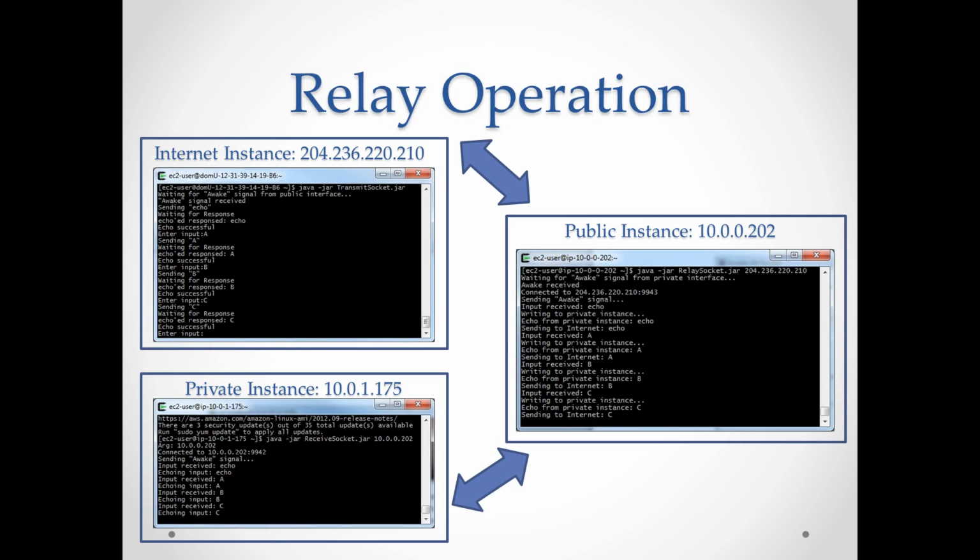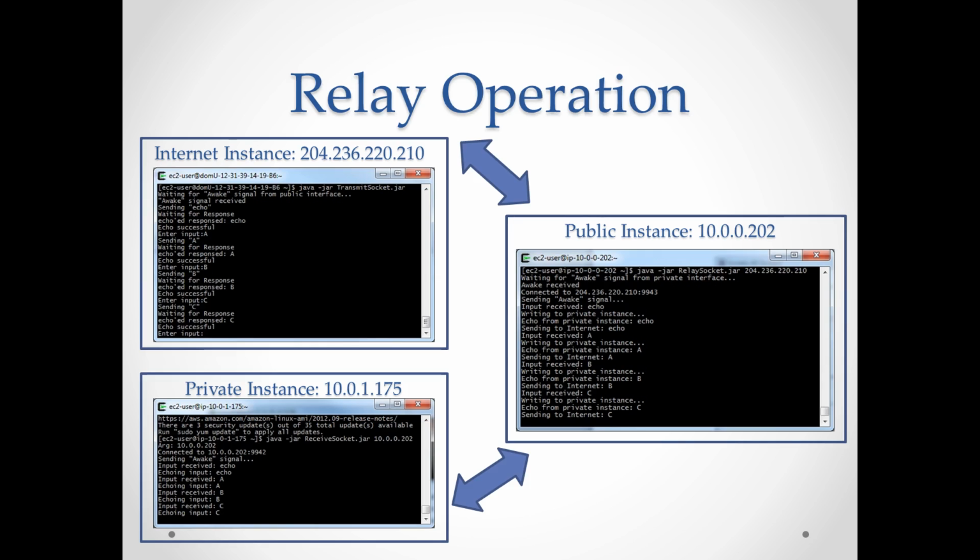This is showing continued operation of the user entering A, B, and C. And just like echo, the value of A is sent from the internet instance to the public instance, which dumps it to the console, and then passes it on to the private instance. The private instance echoes the value of A, B, or C, and then sends it back to the public instance, which then returns it to the internet instance.